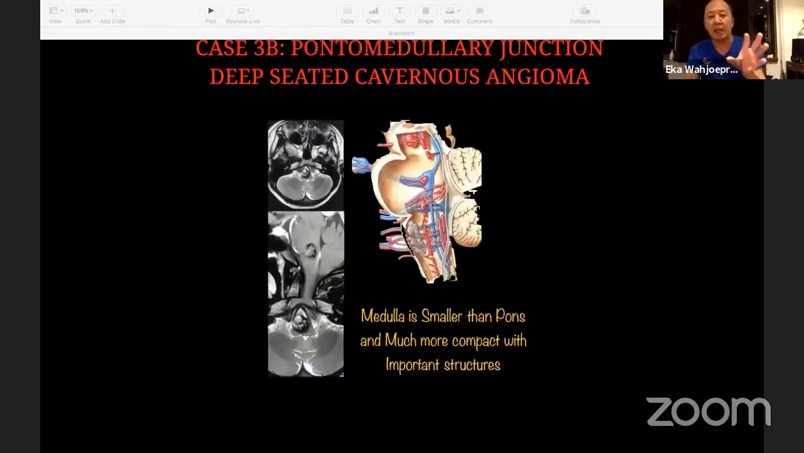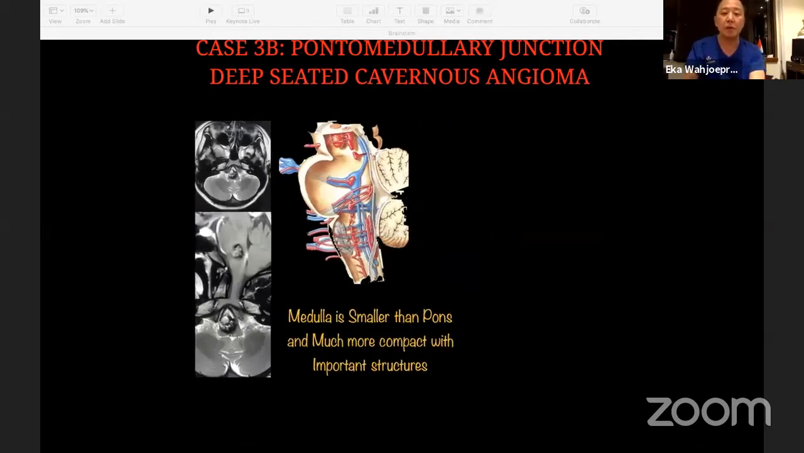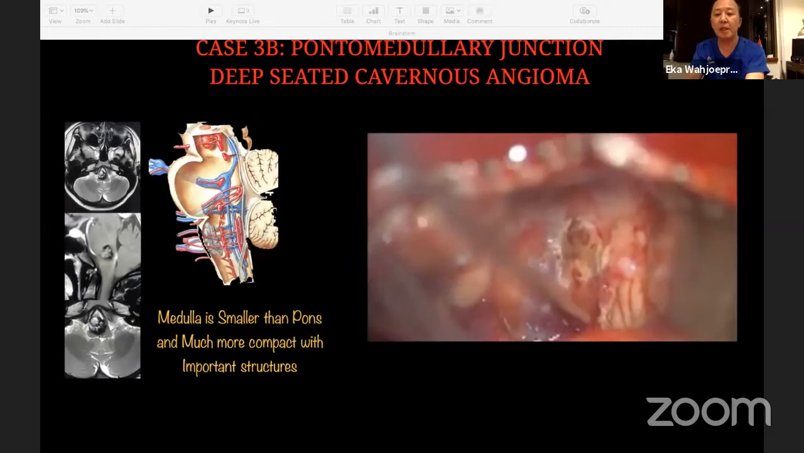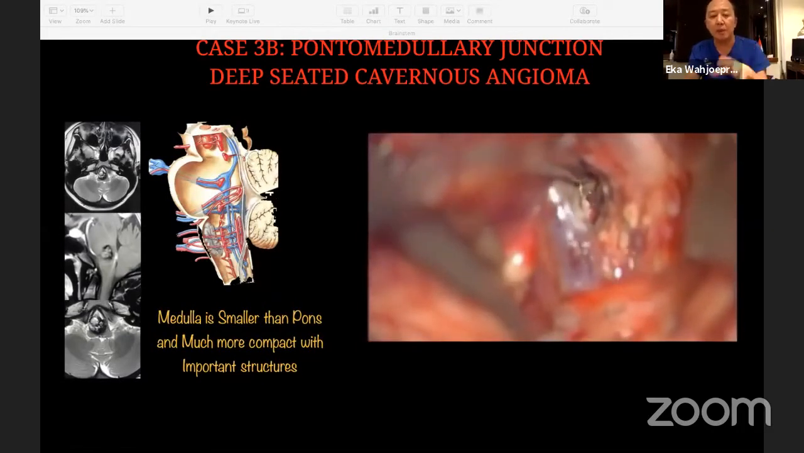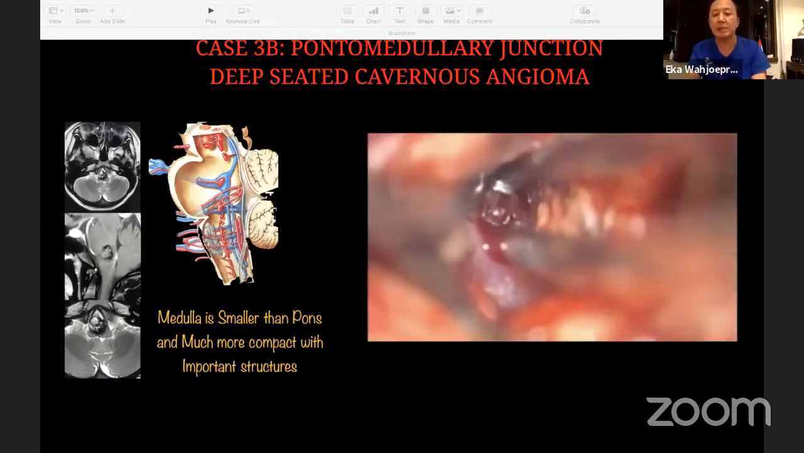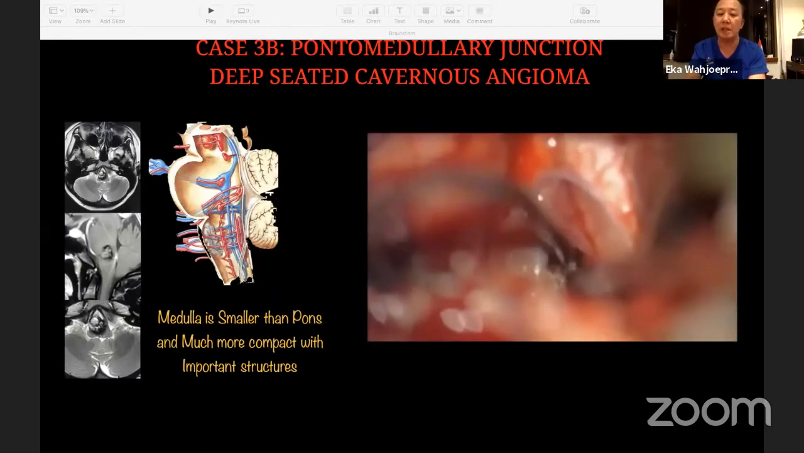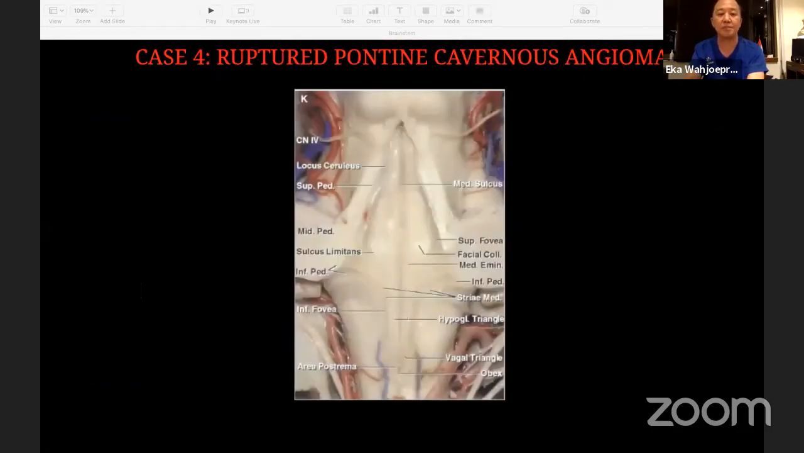And this is a similar case located in the pontomedullary junction, but deeper and more in the medulla. You can see it is even similar, but the effect is different. So we also approach from the posterior approach, and you can see here. After removal, everything is okay, but there was a slight sixth nerve palsy after the surgery.